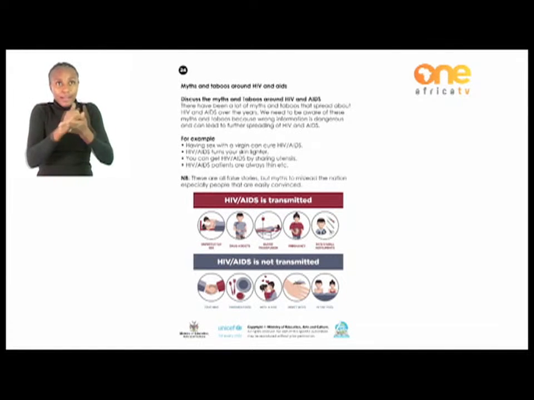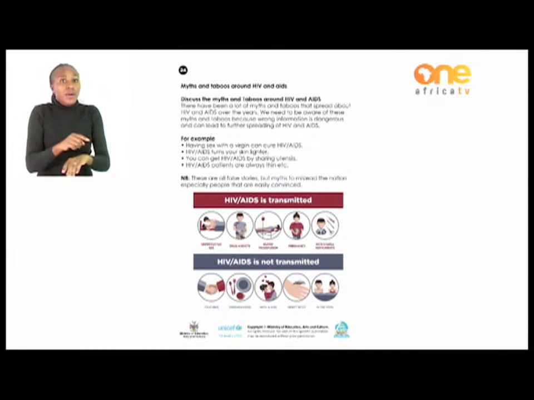One cannot contract or transmit HIV through touching, through sharing of food, or through kissing. Why is it not possible for someone to get HIV through kissing? Because HIV cannot survive in saliva.